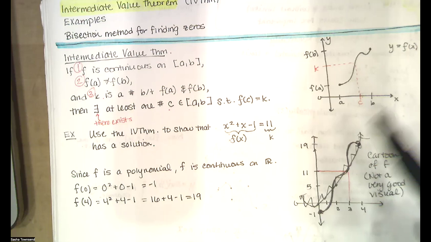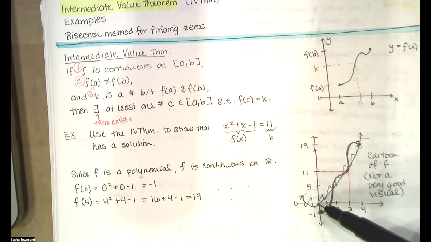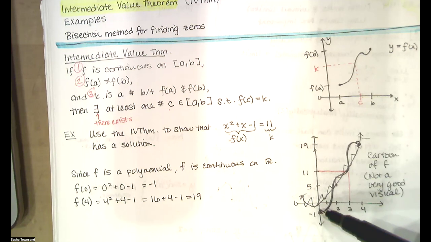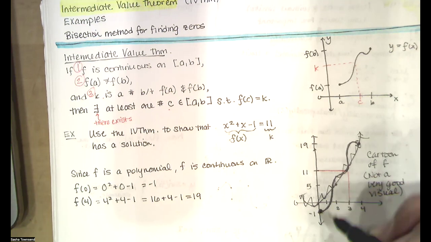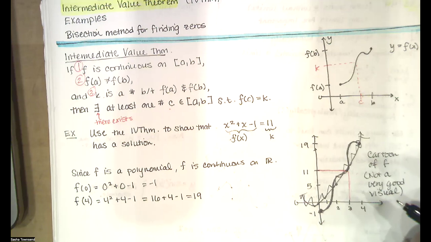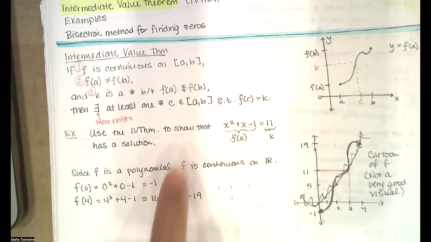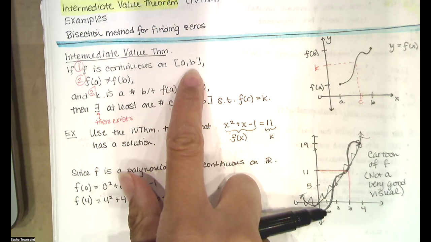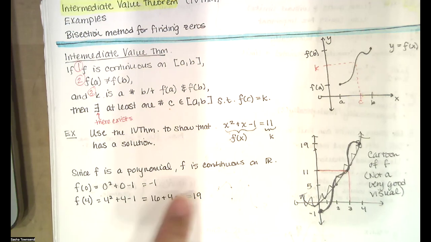But the theorem says that as long as our function f is continuous, the function will take on all of the values between -1 and 19. So I guess I'm trying to use the theorem to show that this has a solution. So I said f is a polynomial, so it's continuous. That part checks out. And then we've got f of 0 is -1 and f of 4 is 19.